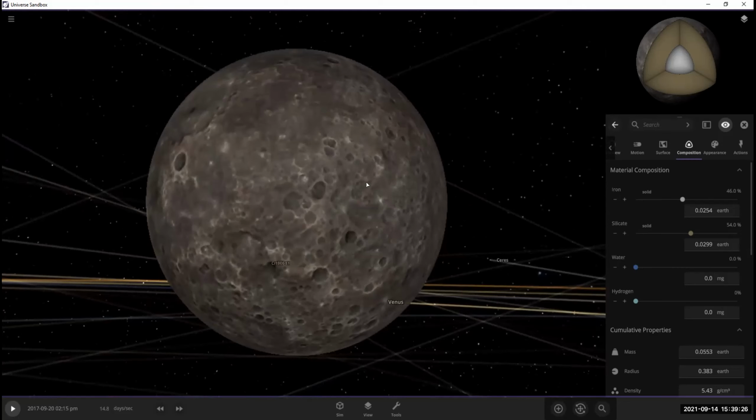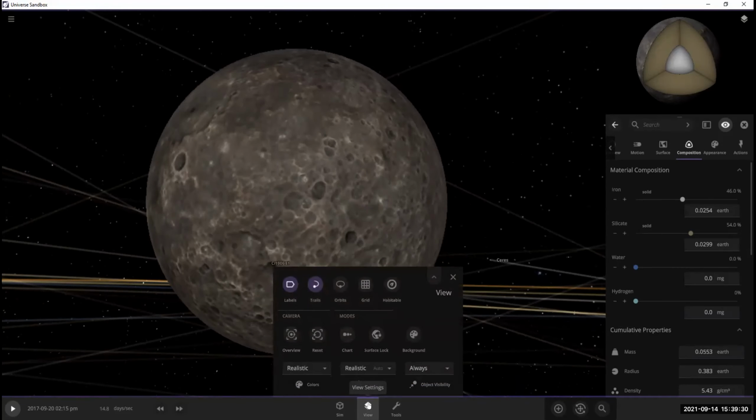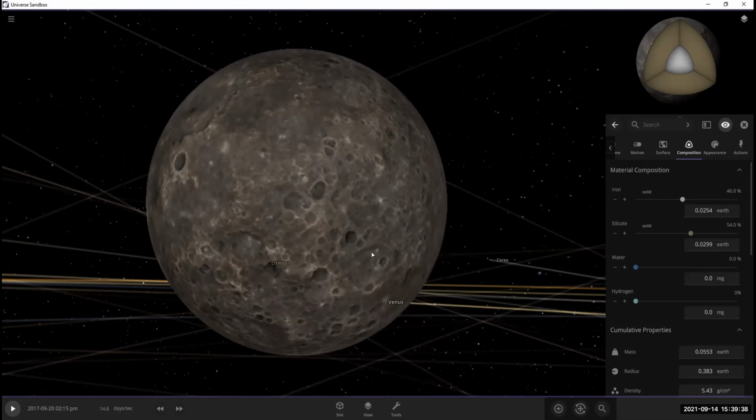And there are different views in here. I don't know if I can change the view to the surface and how it looks like. I don't want to deal with it right now, okay? So let me close this for right now. Okay, so this is Mercury. This is the closest planet to the sun.